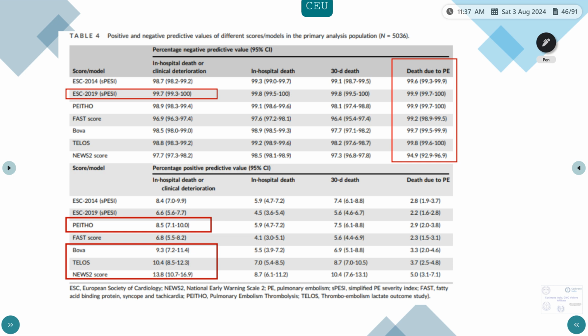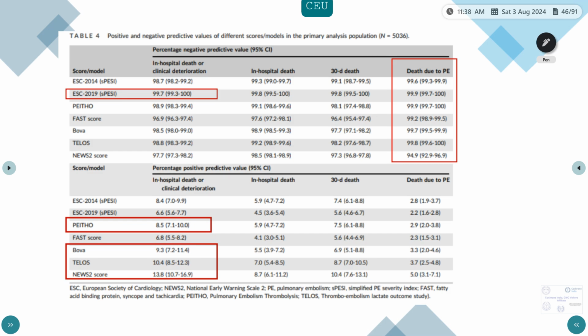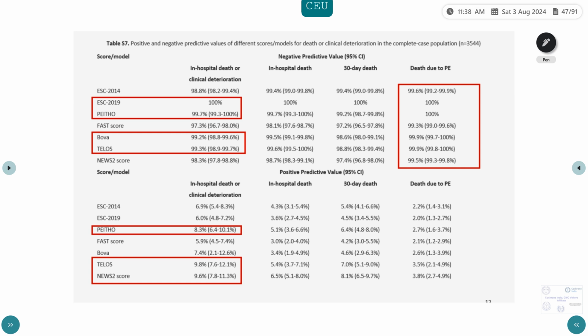While we look at the positive predictive values, none of the scores had great positive predictive values. The maximum was only 13.8 in the new score, and 10.4, 9.3, 8.5. So the scores did not have a good positive predictive value. But if you look at the negative predictive value for the secondary outcome, which is death due to pulmonary embolism, it was above 99 in almost all the scores. So the scores had a good negative predictive value for death due to pulmonary embolism. This is the primary analysis population, which is the 5,000, and the other population, which is the complete case population, also showed similar positive and negative predictive values.